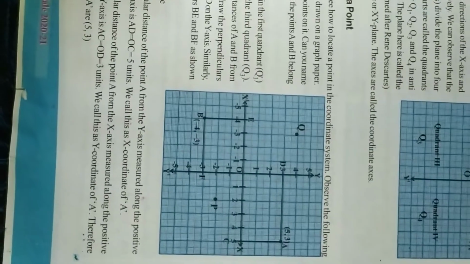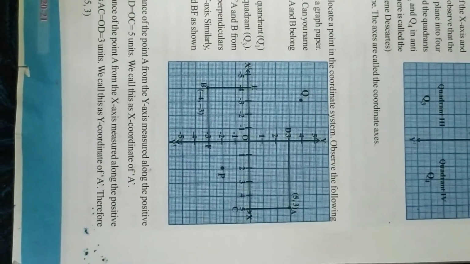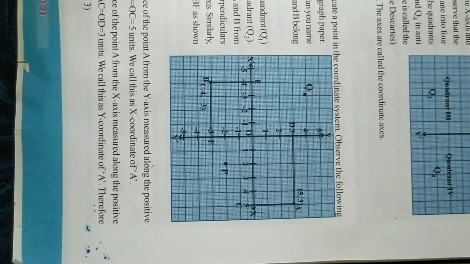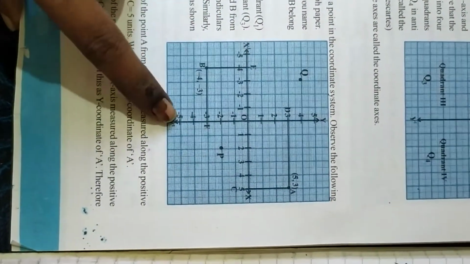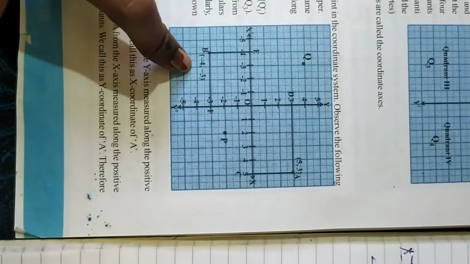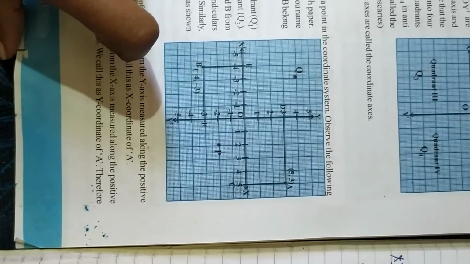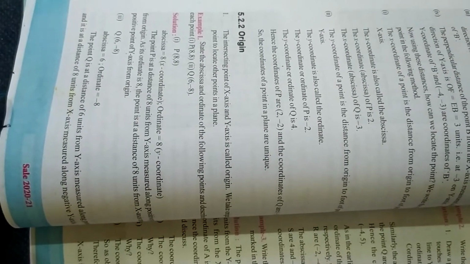Suppose you have minus 4 comma minus 3, these two are negative values. Yes or no? So here your abscissa is minus 4 and the ordinate is minus 3. If you join these two lines, you can locate the point B. Like this we will locate the points in the Cartesian system. After that, here you have some examples. Clear?